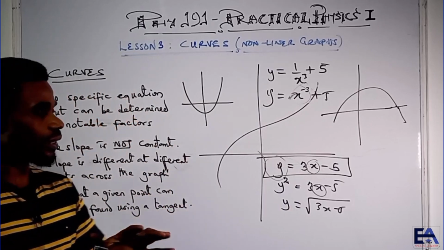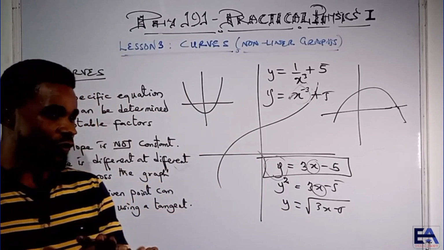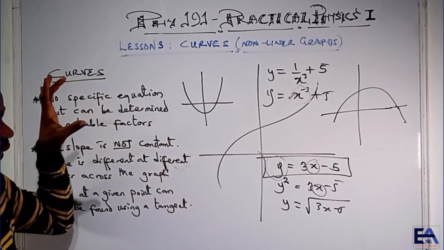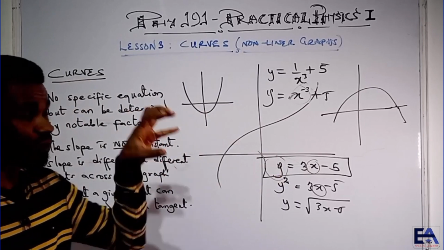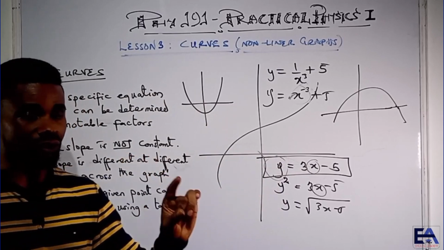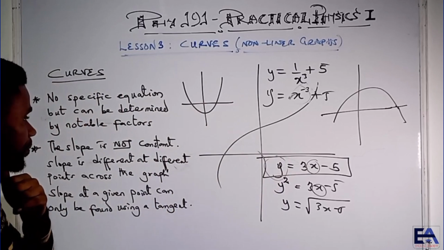So you can recognize a nonlinear graph using a couple of factors, but there is no specific equation for a nonlinear graph the way we have a specific equation format for a linear graph. Just take note of that. All right, so we come back to this.